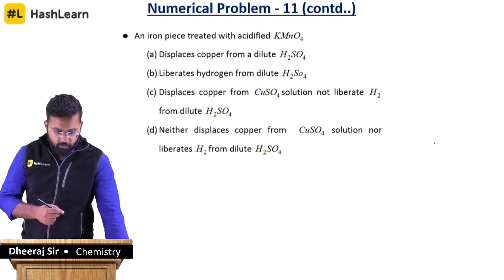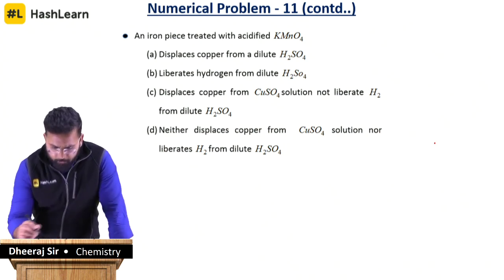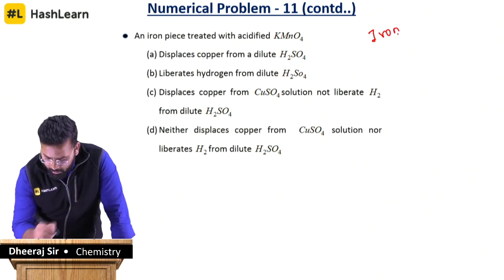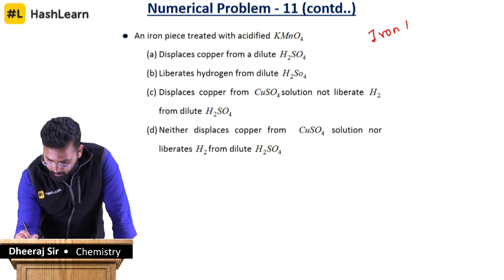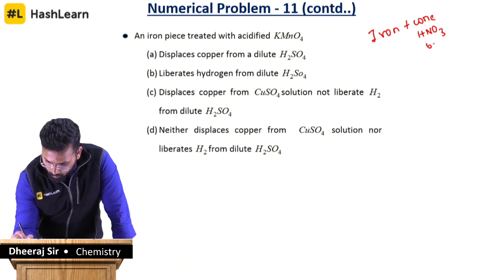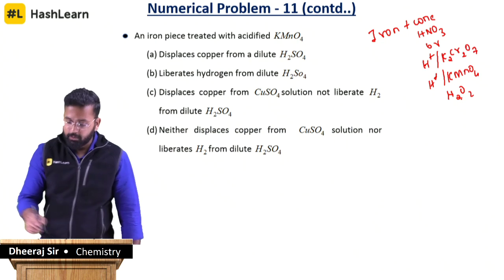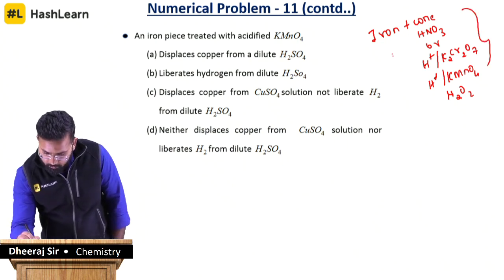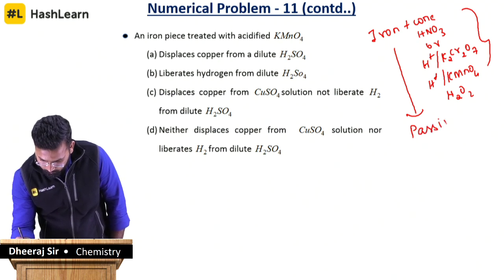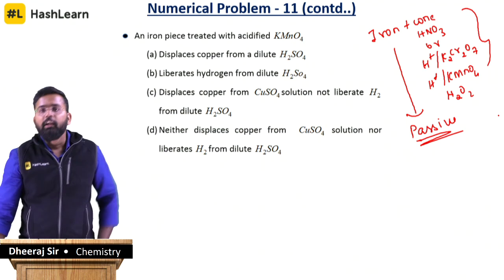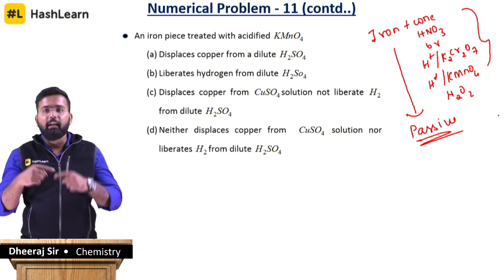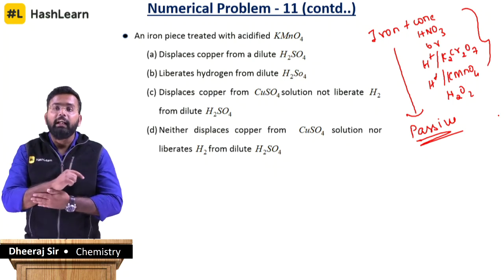Yogesh says 11B, liberates hydrogen from dilute H2SO4. That's a good try. But remember, the moment a piece of iron or iron in general is treated with concentrated HNO3 or acidified K2Cr2O7 or acidified KMnO4 or hydrogen peroxide, the moment iron comes in contact with any of these, iron becomes passive.